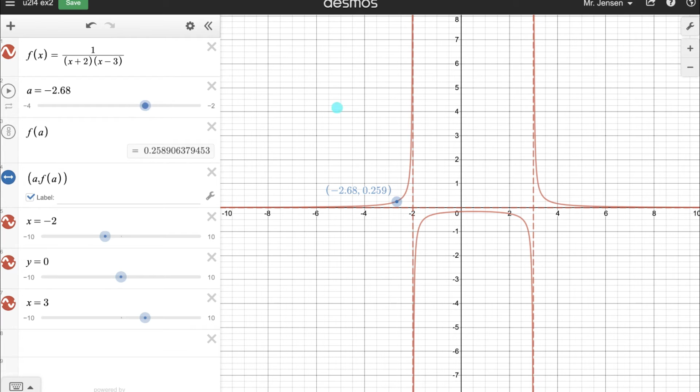So here's the graph of the function, and notice there are vertical asymptotes at x equals -2 and x equals 3. We want to evaluate the one-sided limits as we approach those vertical asymptotes. So let's look at the x value of -2 first.